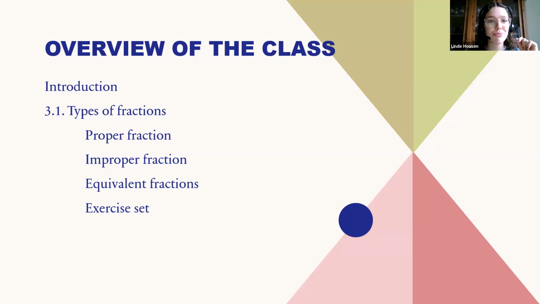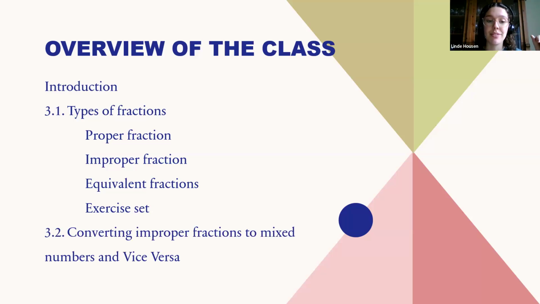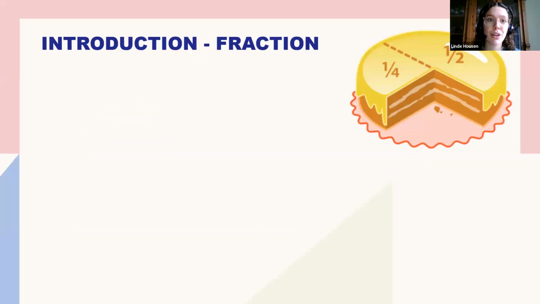And then we will draw a little other exercises on the screen, but that's for the end of the course. So if we have some time over, but I think this will be sufficient for today, we can also start on converting the improper fractions to mixed numbers and vice versa. But as I already told you guys, I think we will just do 3.1 for today.